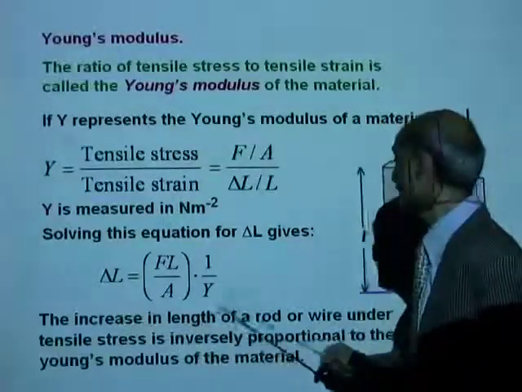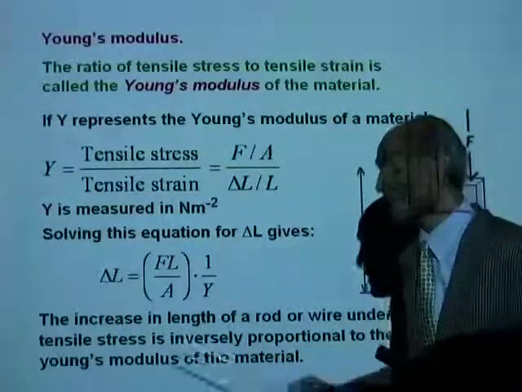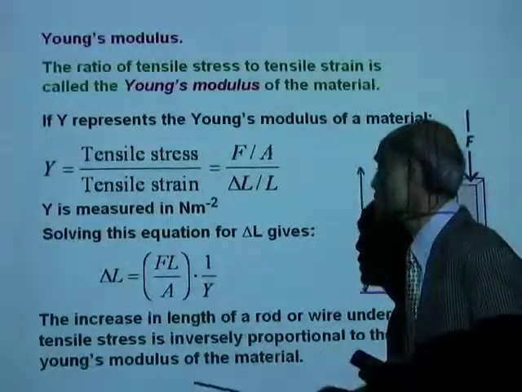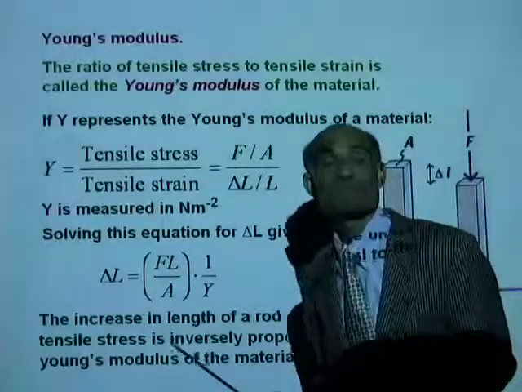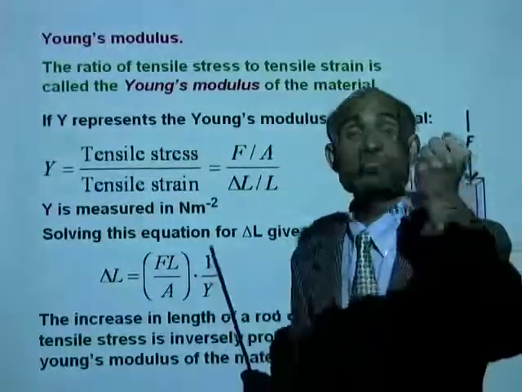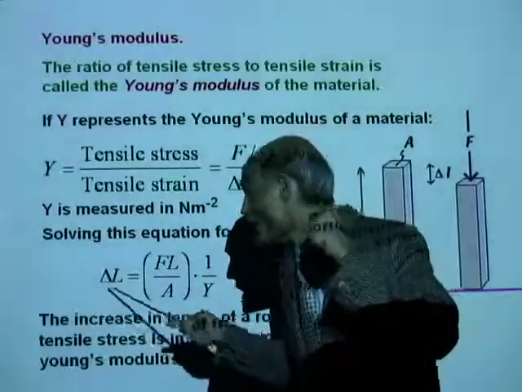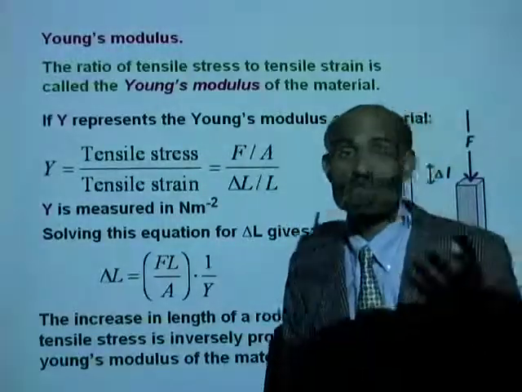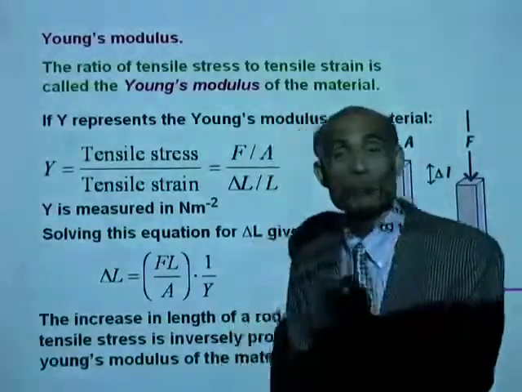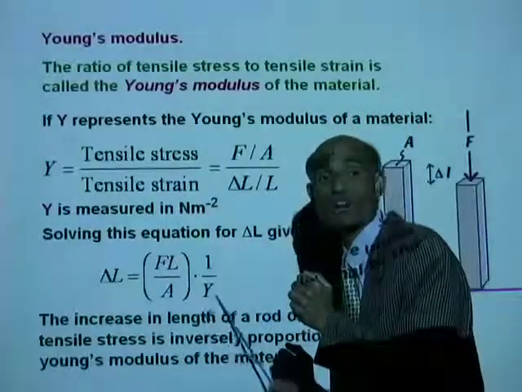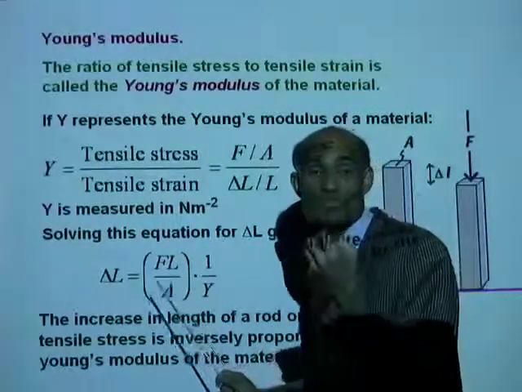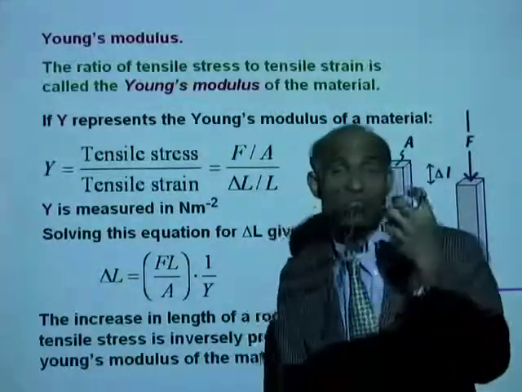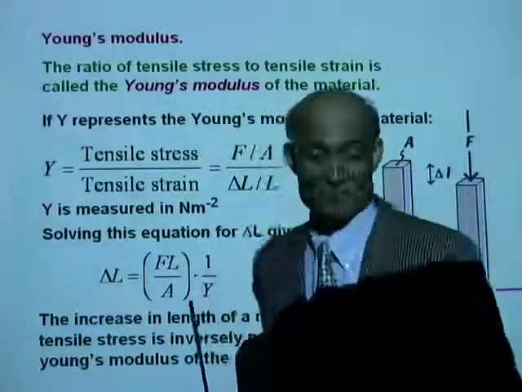So the increase in length of a rod or wire under tensile stress is inversely proportional to the Young's modulus of the material. That means the greater the Young's modulus, the less will be the deformation. So if you want to use a material for hard construction, you need a material of very large Y value, a very large Young's modulus, so that under the action of great stress, the deformation will be very, very small.